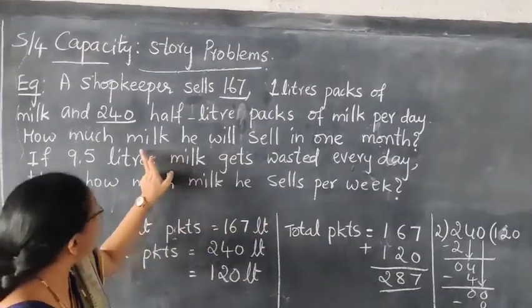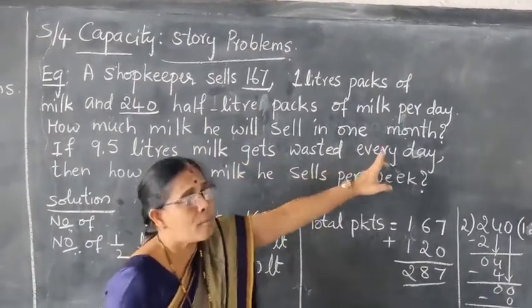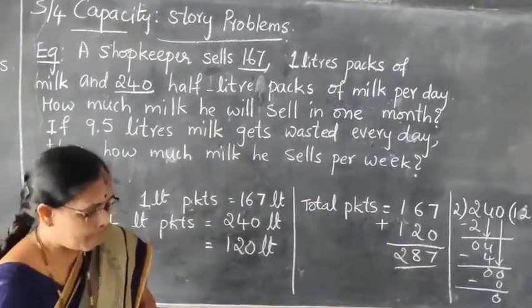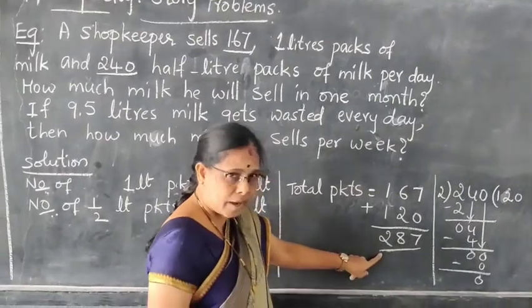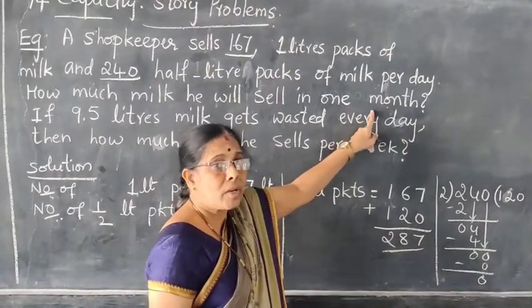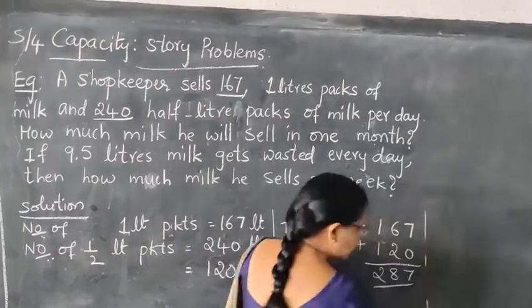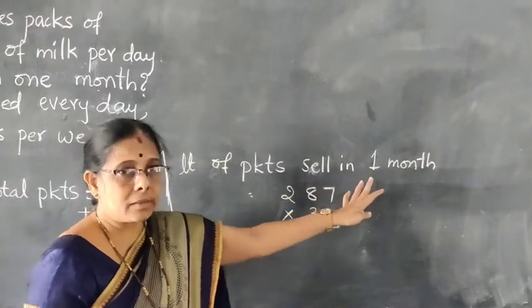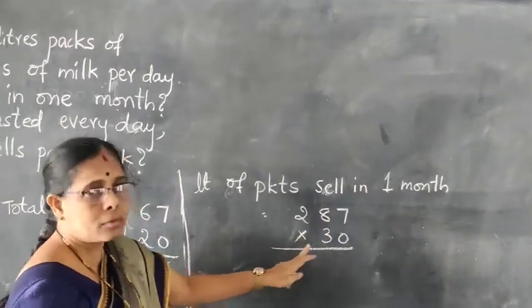So he will sell in 1 month. In 1 month, how many packets will he sell, children? Per day 287 packets. So in 1 month, how many packets will he sell? What you have to do: the 1 liter packets sold in 1 month is equal to how many? You have to multiply 287 into 30.